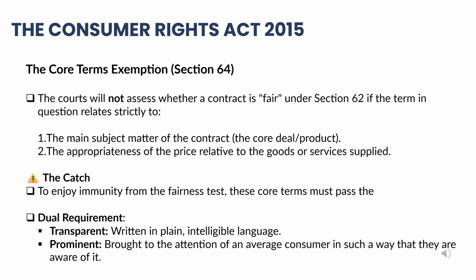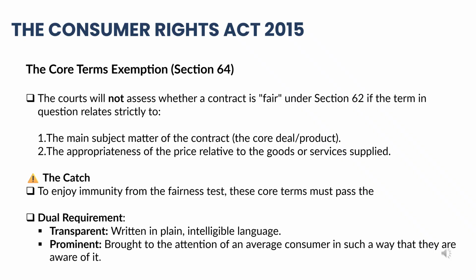On our previous slide, we examined the Schedule 2 gray list, which details the terms heavily suspected of being unfair under the Section 62 general test. However, it is vital to understand that judicial intervention has strict boundaries. The law fundamentally respects freedom of contract when it comes to the heart of the bargain itself. This introduces the core terms exemption contained in Section 64 of the Consumer Rights Act.